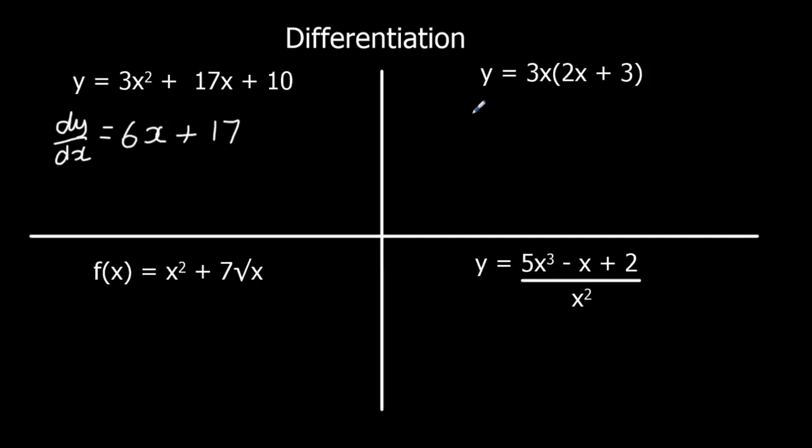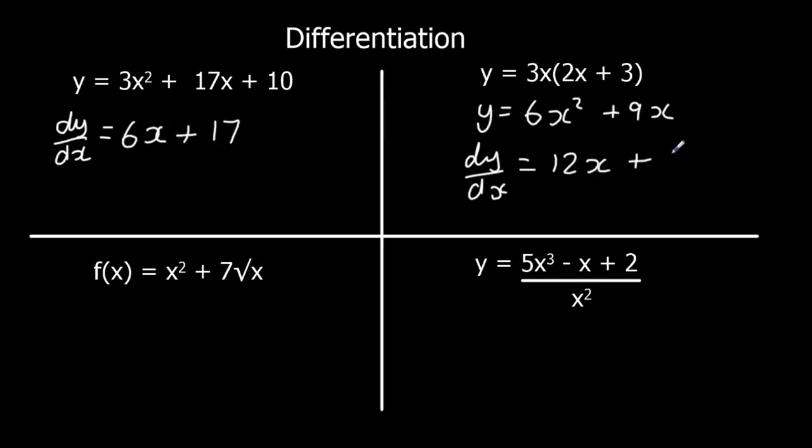Here we've got to expand the bracket first. So that will give us 6x squared plus 9x. And then we differentiate. Same process again, times by the power, take 1 off the power. Here with this notation, we write f dash x instead of dy dx. It means the same thing.